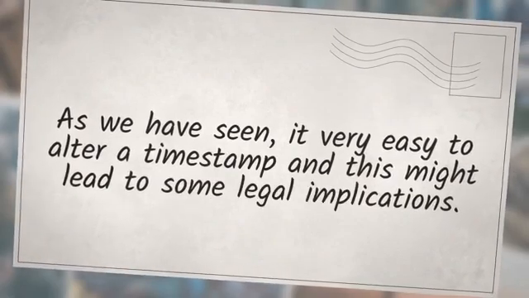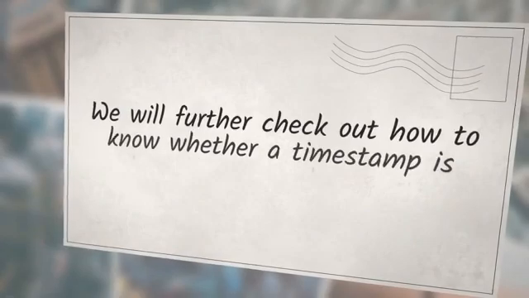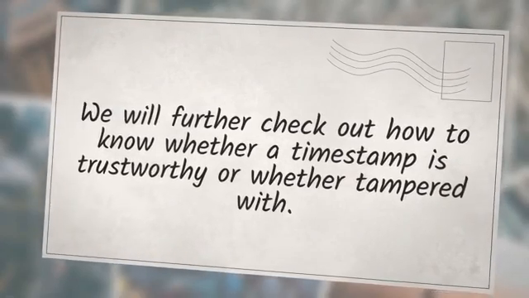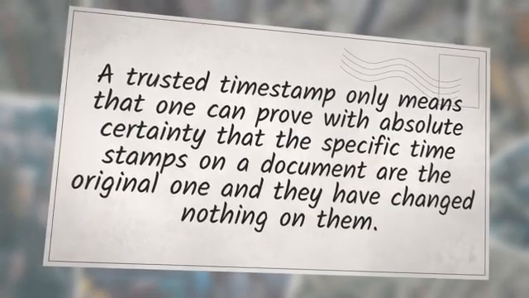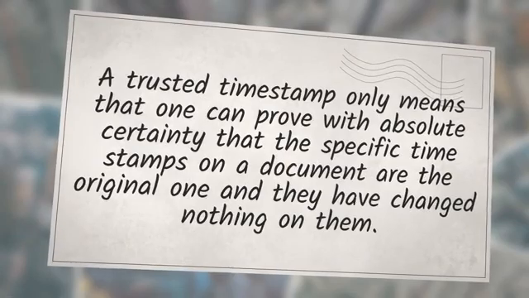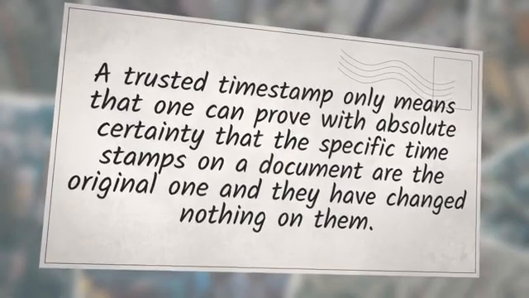As we have seen, it's very easy to alter a timestamp, and this might lead to some legal implications. We will further check out how to know whether a timestamp is trustworthy or whether it has been tampered with. A trusted timestamp only means that one can prove with absolute certainty that the specific timestamps on a document are the original ones and nothing has been changed on them.